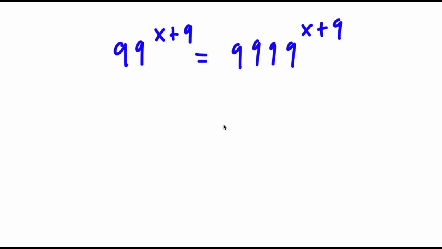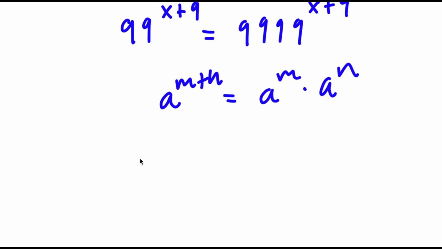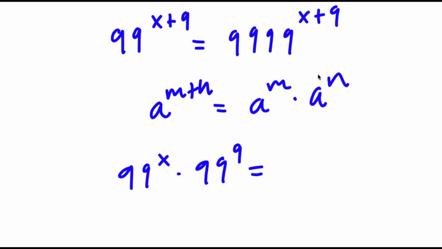Alright, so in this problem, I have 99 to the power of x plus 9 is equal to 9,999 to the power of x plus 9. So to solve this, I'm going to first start by using the property of exponents that says a to the power of m plus n is equal to a to the power of m times a to the power of n. So by using this property, 99 to the power of x plus 9, that's going to equal 99 to the power of x times 99 to the power of 9. And 9,999 to the power of x plus 9, that's going to equal 9,999 to the power of x times 9,999 to the power of 9.